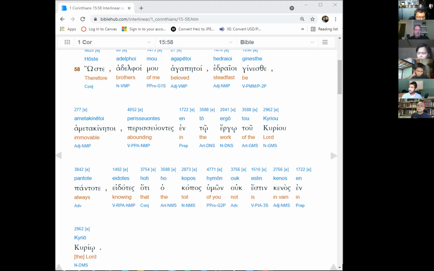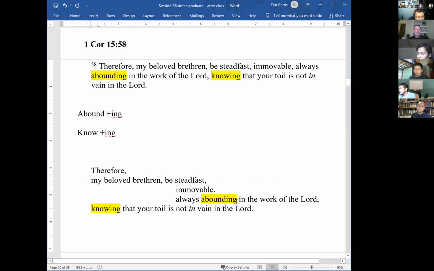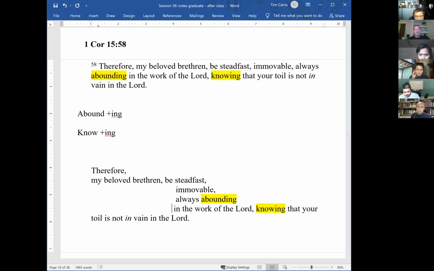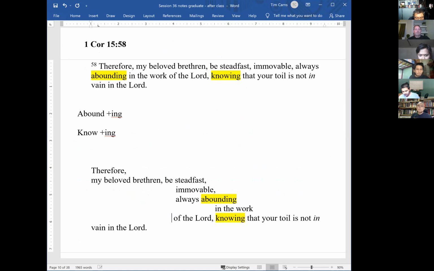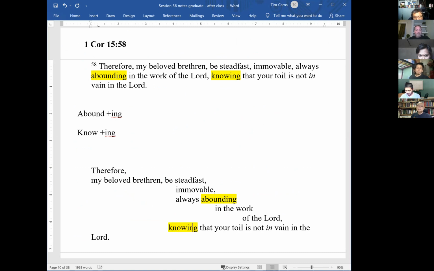But again, this is a participle, always abounding where? In the work. Which work? Of the Lord. And then knowing is going to modify be. Knowing that your toil is not in vain. Which toil? Your toil in the Lord. So that is how you will be steadfast, immovable, and be abounding. Again, notice there's one characteristic, two, three.